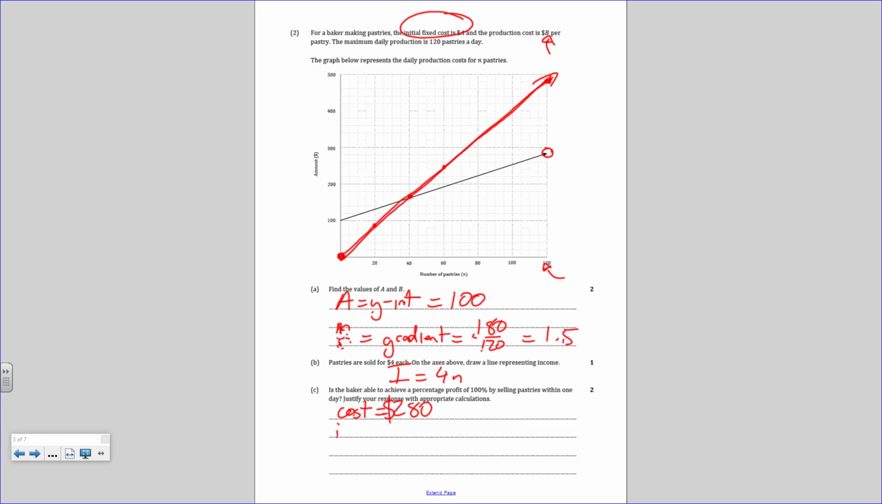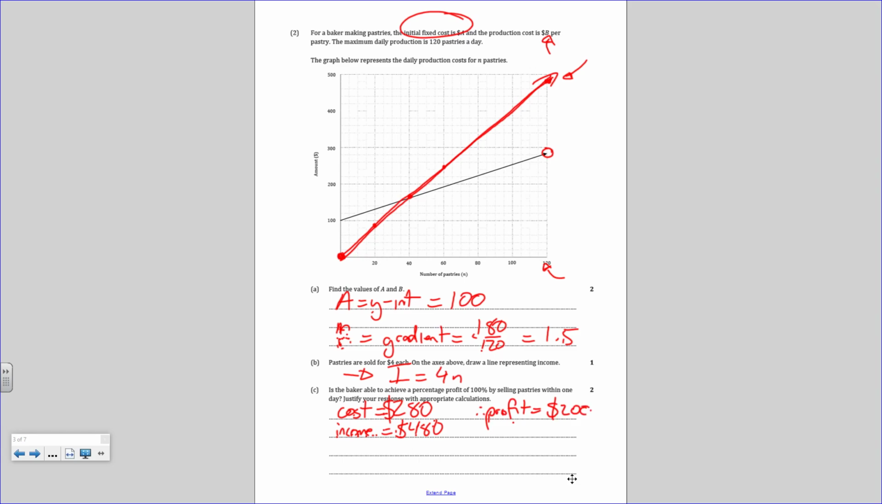Alright, and then the income for making 120 pastries, you can just put it into the equation that we had here. Alright, so 4 times 120 is 480, or you can just look at it on the line as well there, and that's 480. So therefore the profit after making 120 things, the maximum amount they can in a day, is going to be $200.